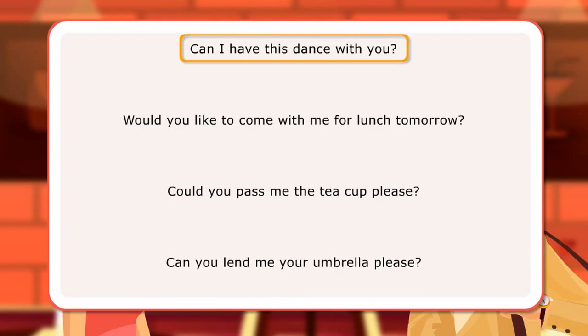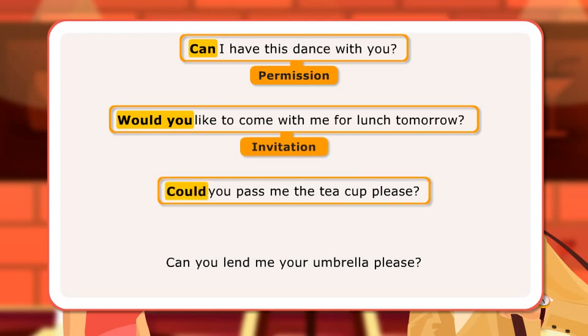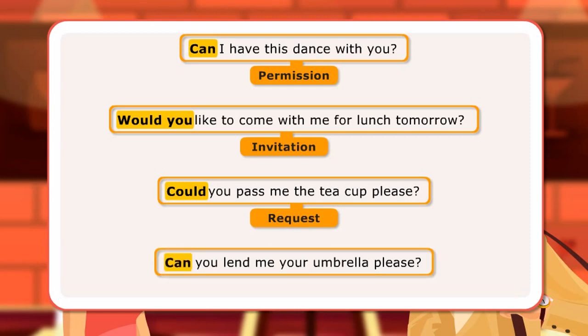In the first sentence, can has been used for permission. In the next sentence, would you has been used for invitation. In the third sentence, could has been used for a request. In the last sentence, can has been used for a request.